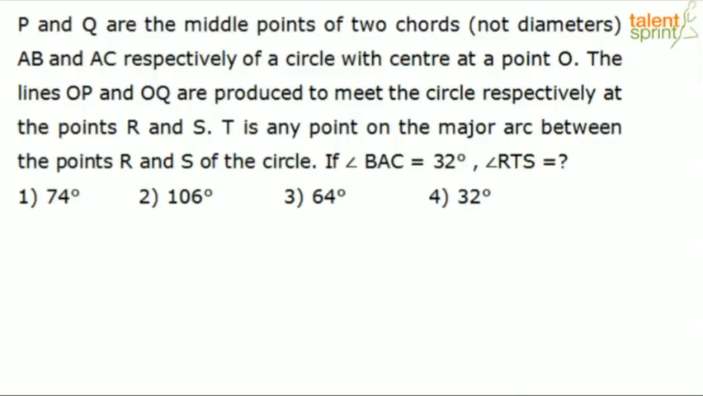Next one, look at this. Looks to be a long one. And from geometry, circle. P and Q are the middle points of two chords which are not diameters, AB and AC respectively, of a circle with center at a point O. The lines OP and OQ are produced to meet the circle respectively at the points R and S. T is any point of the major arc between the points R and S of the circle. If angle BAC is 32 degrees, what is angle RTS? Options are 74, 106, 64 and 32.